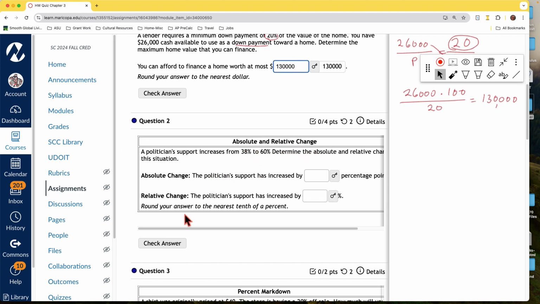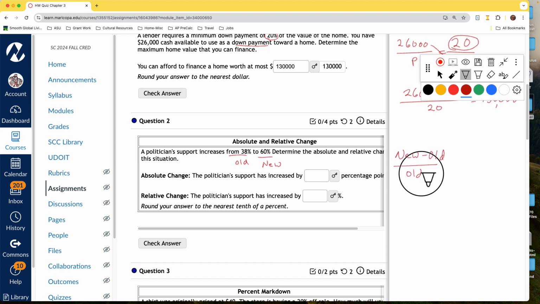Absolute and relative change. So this one is like the ones we just did. Politicians' support increases from 38% to 60%, new and old, right? Old and new. Determine the absolute and relative change. So what's the absolute change? It went from 38 to 60. 60 is the new, 38 is the old. So we always just take the new minus the old. We'll divide by the old.